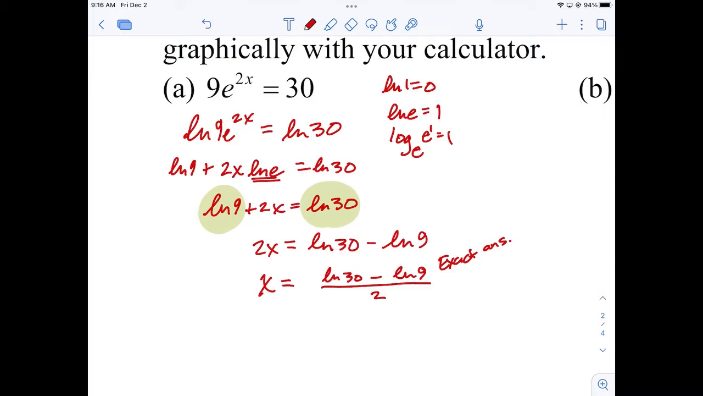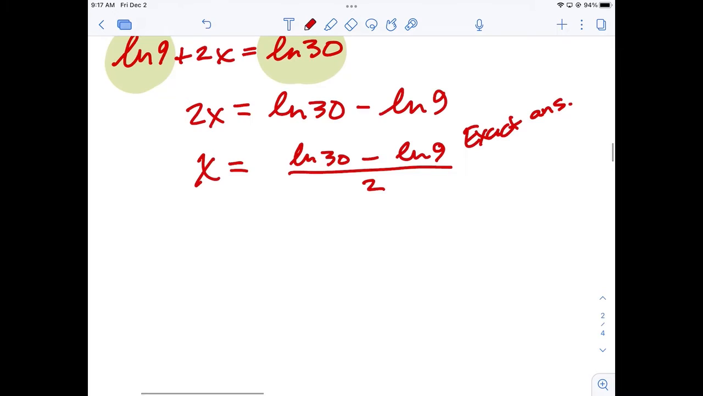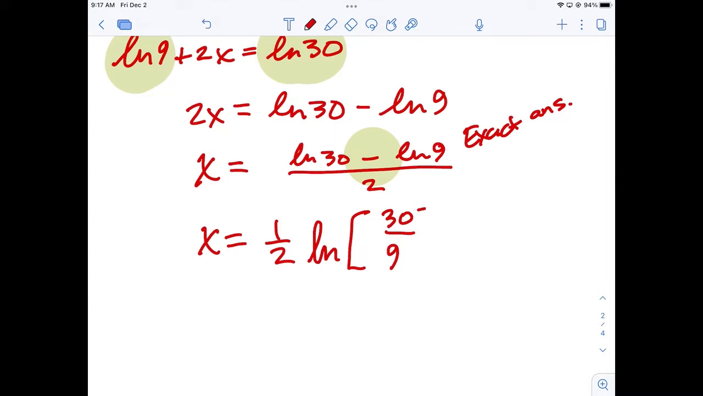It's not the most fulfilling answer for us because we like decimals. We can comprehend decimals. So if you wanted to type this into your calculator, you could. I'm going to go ahead and spend the time to look at other different ways to write this. Dividing by 2 is the same as multiplying by a half. Yeah, and now I can actually condense those, can't I? Because it's the difference. So that's the natural log of 30 divided by 9. And I don't know why I used brackets there instead of parentheses. I mean, they're fine, but there it is.